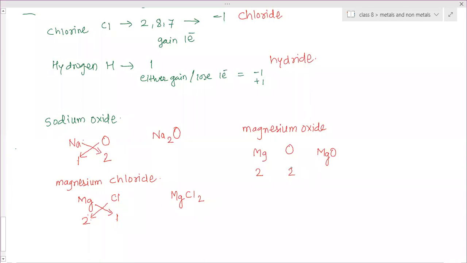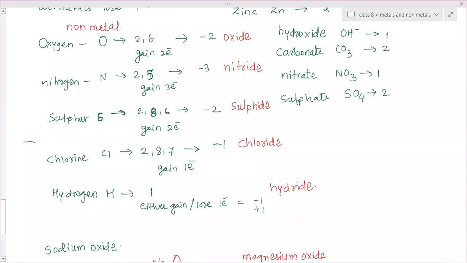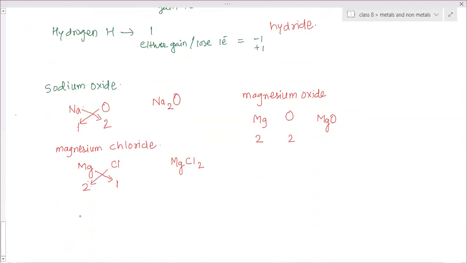Whatever is necessary for you, those formulas and valencies I have given. There are many compounds with many metallic and non-metallic ions. I have given you hydroxides, carbonates, nitrates, sulfates, and there are many more. But right now, whatever is necessary at this stage, those only I told you. Is that clear? Now try to form the formula of aluminium oxide by yourself.